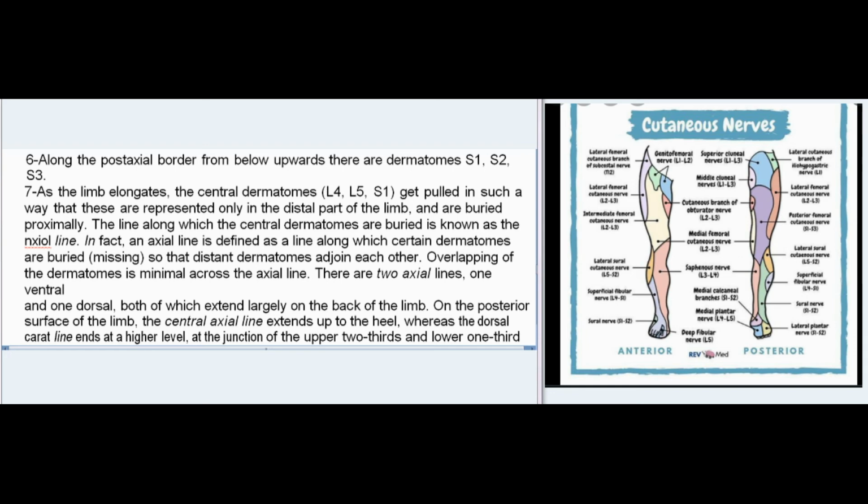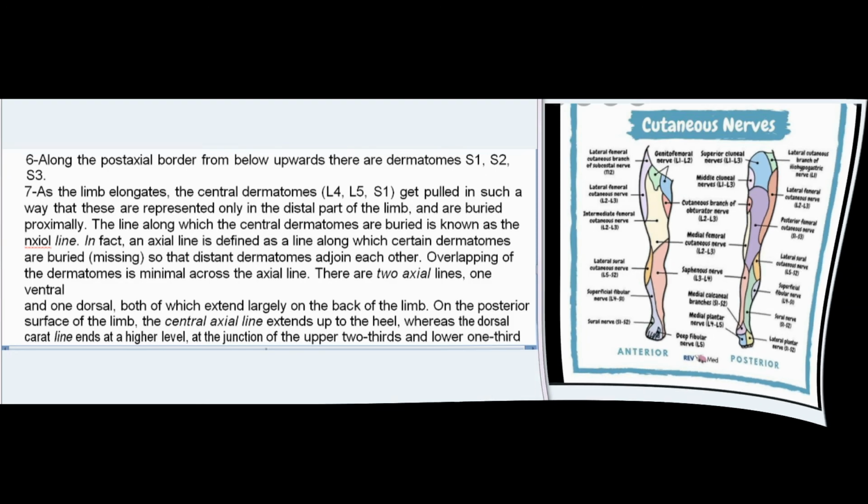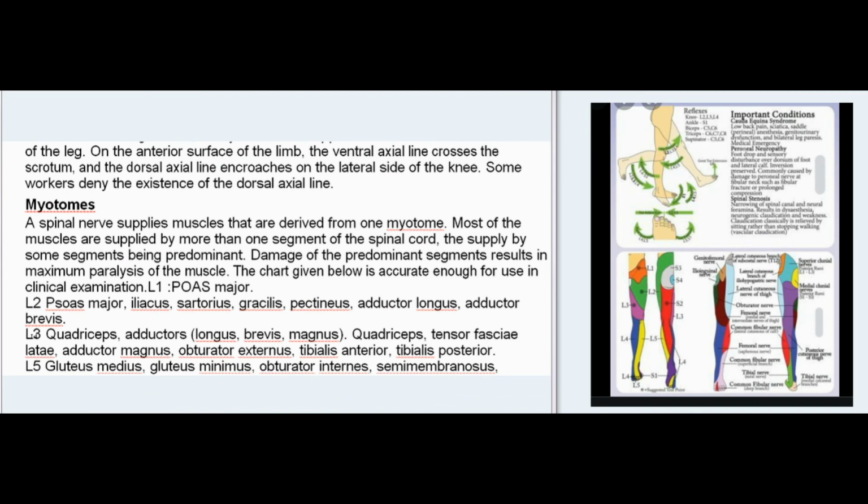There are two axial lines, one ventral and one dorsal, both of which extend largely on the back of the limb. On the posterior surface of the limb, the ventral axial line extends up to the heel, whereas the dorsal axial line ends at a higher level, at the junction of the upper 2/3 and lower 1/3 of the leg. On the anterior surface of the limb, the ventral axial line crosses the scrotum, and the dorsal axial line encroaches on the lateral side of the knee. Some workers deny the existence of the dorsal axial line.